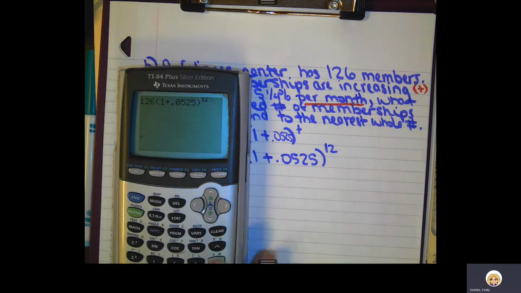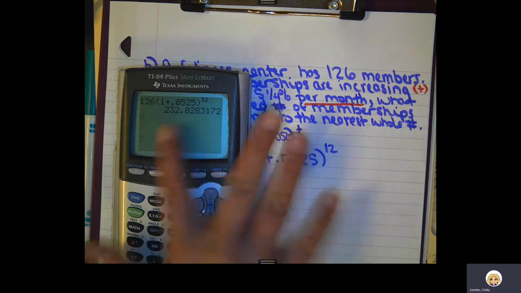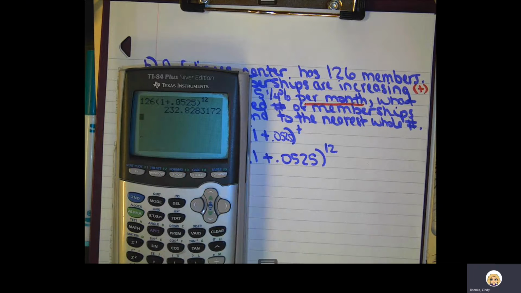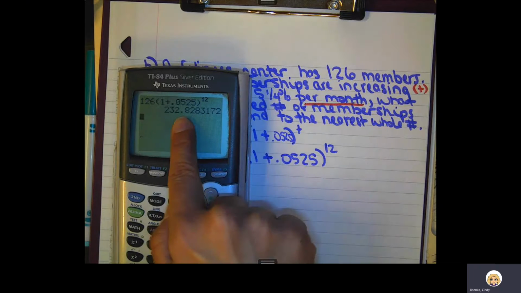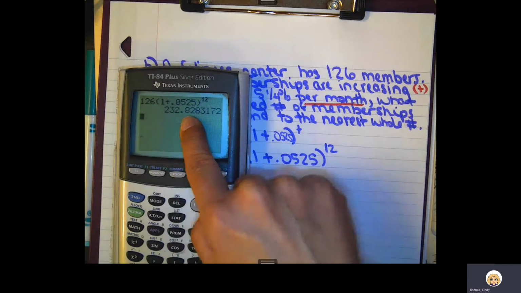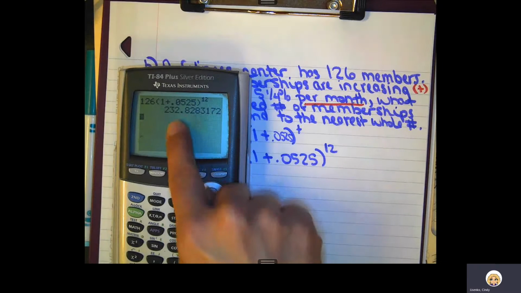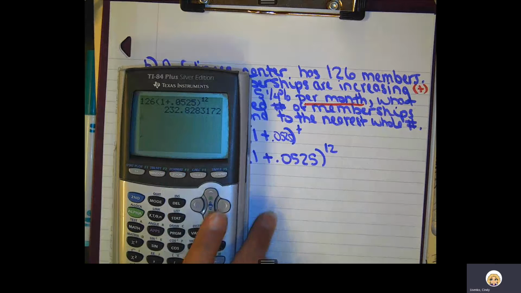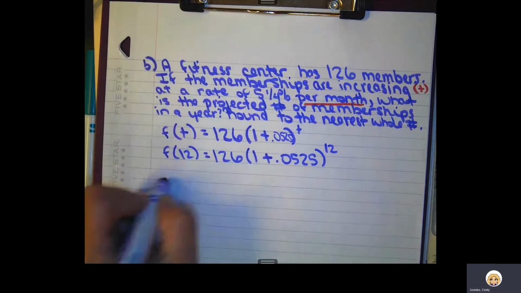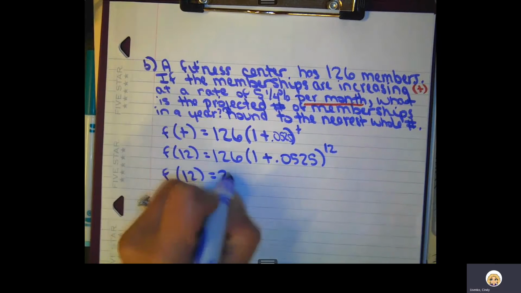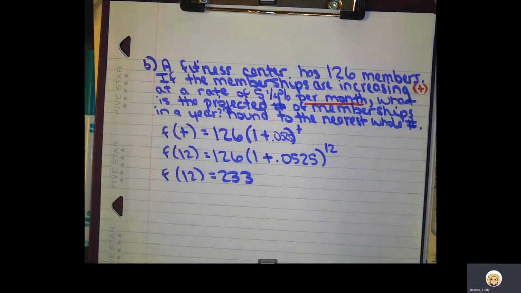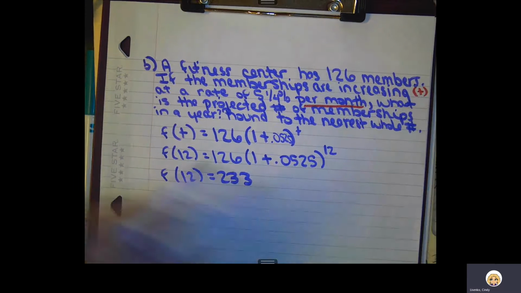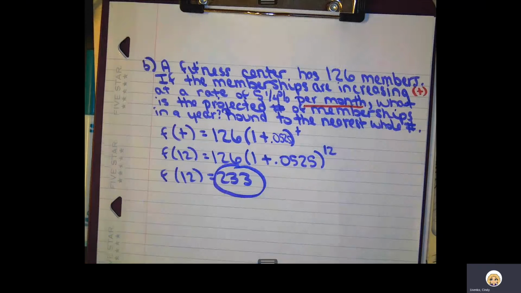The directions say round to the nearest whole number. So if I look at this number, whole number means the number in front of the decimal. So I look past it to see if I have to round, and that is an 8. So the 2 becomes a 3. So my answer is 233. So f of 12 equals 233. And that should make sense. We started with 126. It's increasing. 233 is higher. So there's our answer.